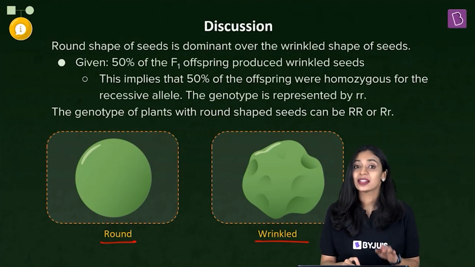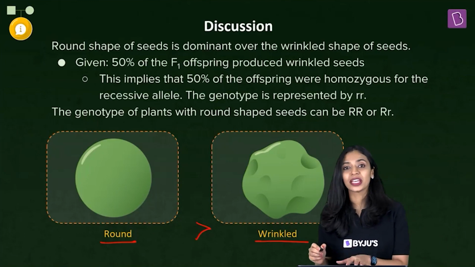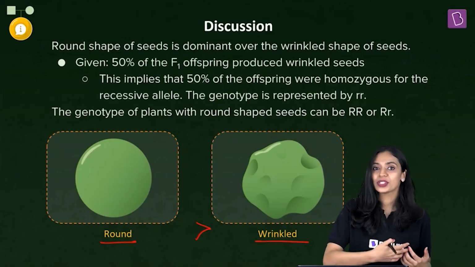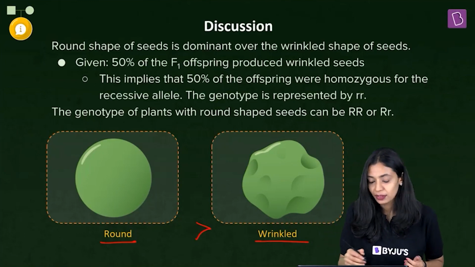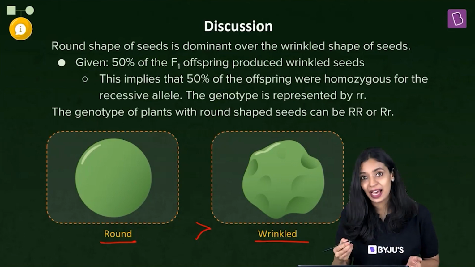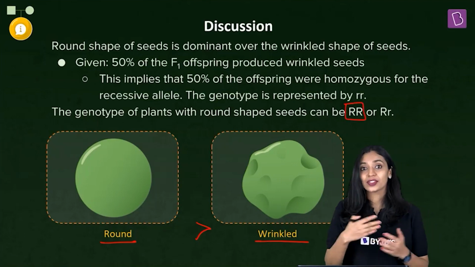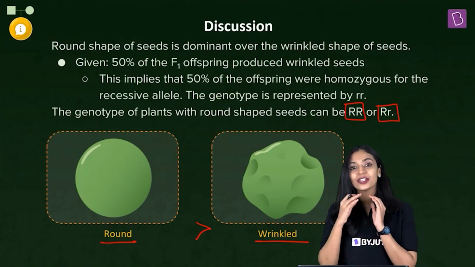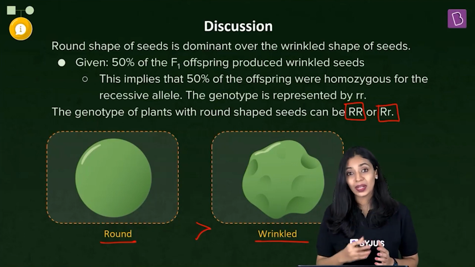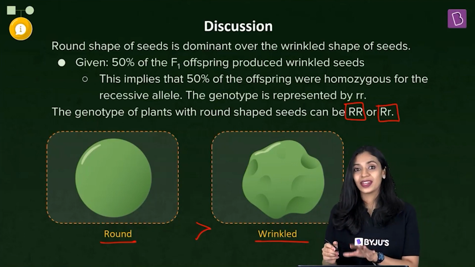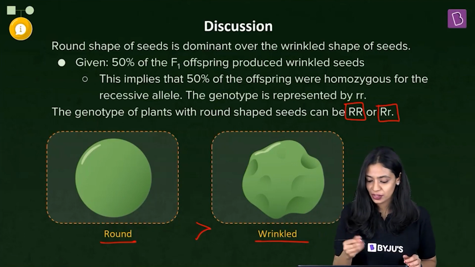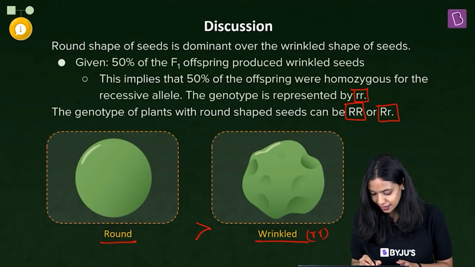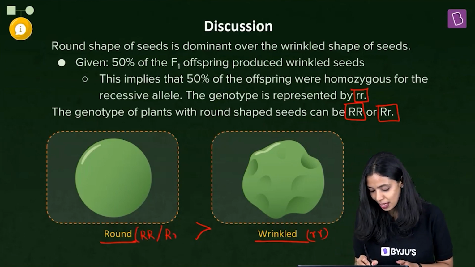Among these two, it is the round seed shape which is dominant over the wrinkled seed shape. Remember, the dominant trait can exist either in its homozygous or heterozygous form, which means the round seed shape producing plant can have the genotype capital R capital R, homozygous dominant, or it can be heterozygous dominant, capital R small r. Whereas if it is showing the recessive phenotype, then it will have to be homozygous. So if one of the parents is wrinkled, it is obvious that it will have the genotype small r small r, and the other can be capital R capital R, or capital R small r.